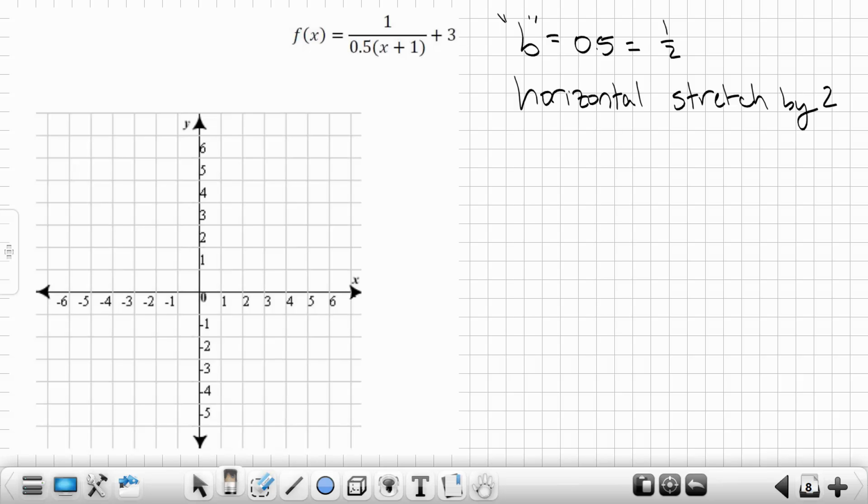Okay, so our b value is 1/2, so we flip it to get our horizontal stretch of 2 over 1, which is 2. And then we have a vertical shift. We've moved up by how many? 3.